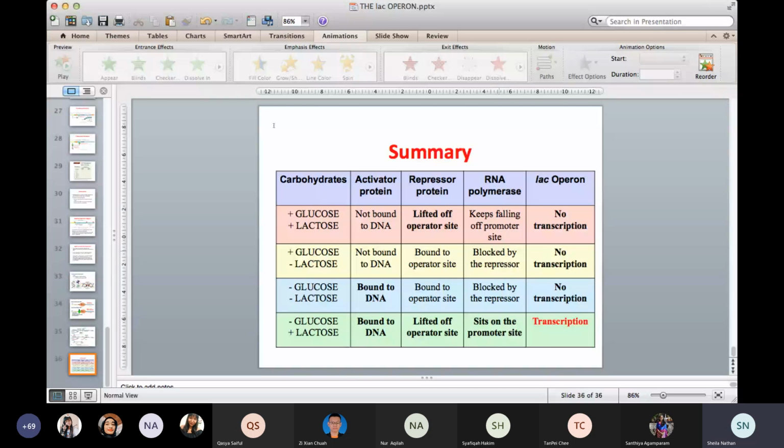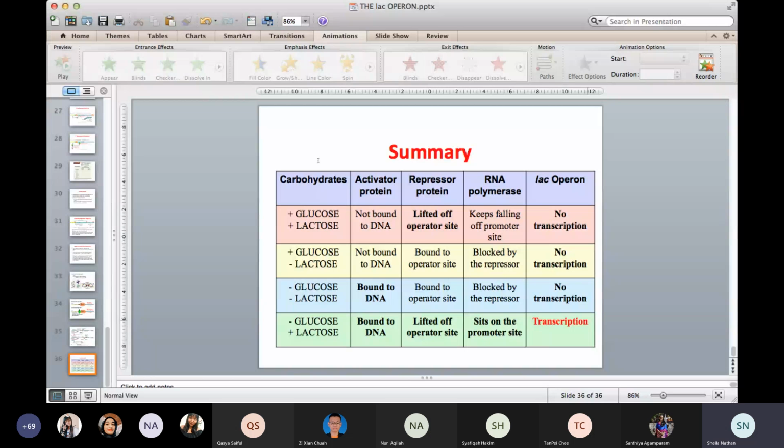Alternatively, I could give you an additional column, which has Lac-I mutant, OC mutant, Lac-IS mutant, Lac-IQ mutant. Then I ask you, is there transcription or not? And then I may ask you to explain why. So what I'm trying to tell you is that your job is not to memorize the slides or the content of the slides. Your job is to go through them again slowly and make sure you understand the mechanism.